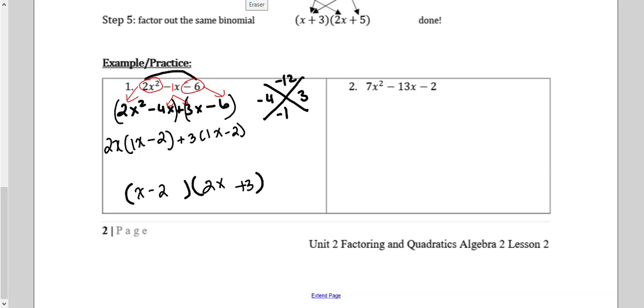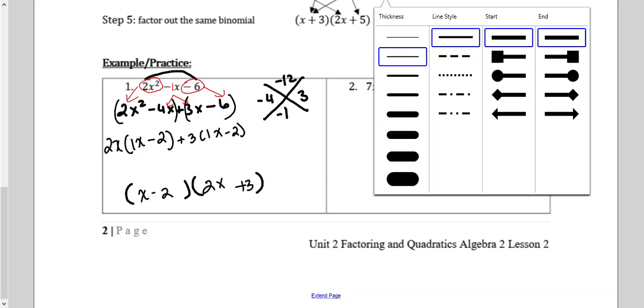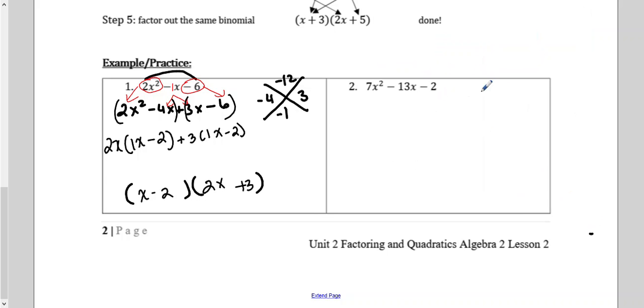Let me write it a little better. X minus 2, and then 2x plus 3. Okay. I'm going to do one more example here. So I start by making the big X, and then the number that goes here is this times this goes here. So 7 times negative 2 is negative 14, and the middle number here is negative 13. Okay, so here's where I need to search for 2 numbers.